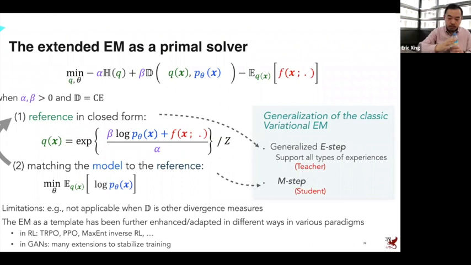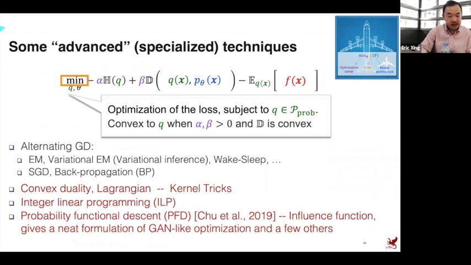There are some advanced ideas which I want to skip just for the interest of time, such as bringing in the kernel trick under this formalism to allow nonlinear interactions between experiences, and such as using the probabilistic functional descent to have even more turnkey solutions, even algorithmically and symbolically, on different problems. But for the interest of time, I'm going to skip the details.